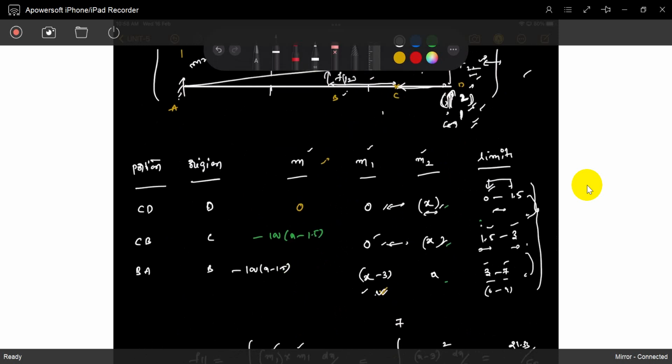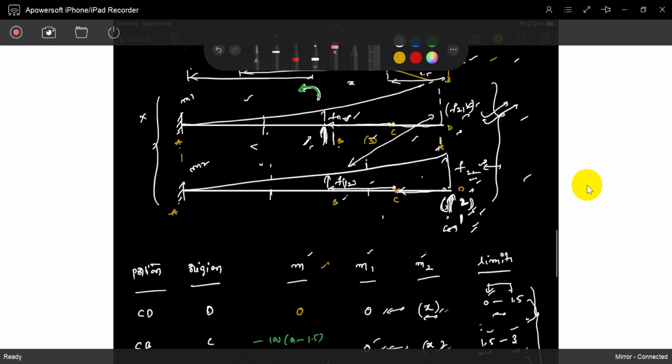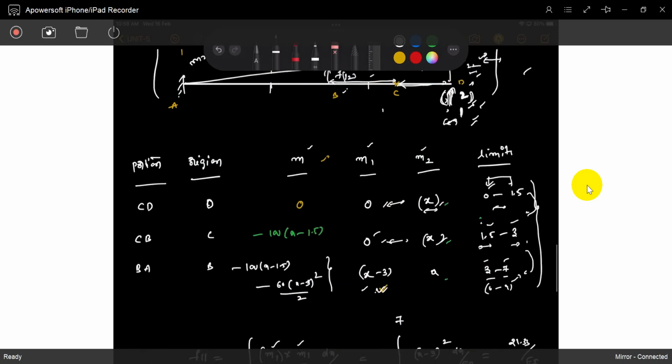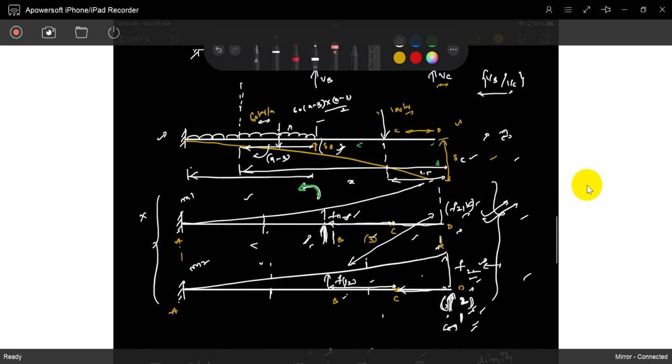So that's the thing: 100 into x minus 1.5 minus 60 into x minus 3 whole square by 2. That is the moment in that portion. In this portion, the limits are 3 to 7. Once you write down those limits, the moments in the free body diagram also, now you can easily find out this delta B and delta C.